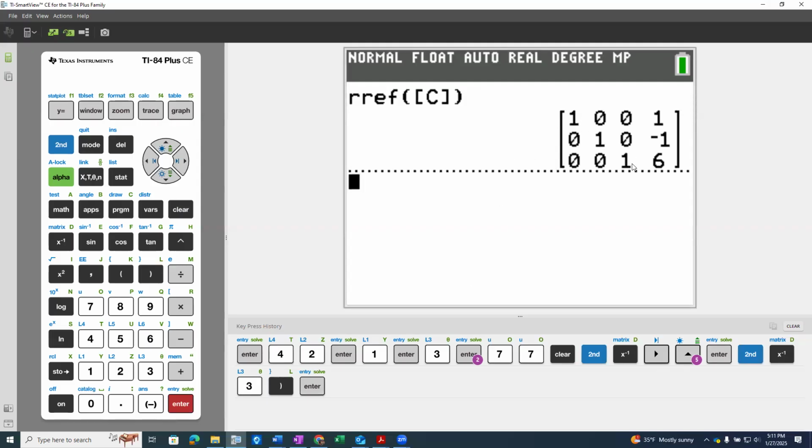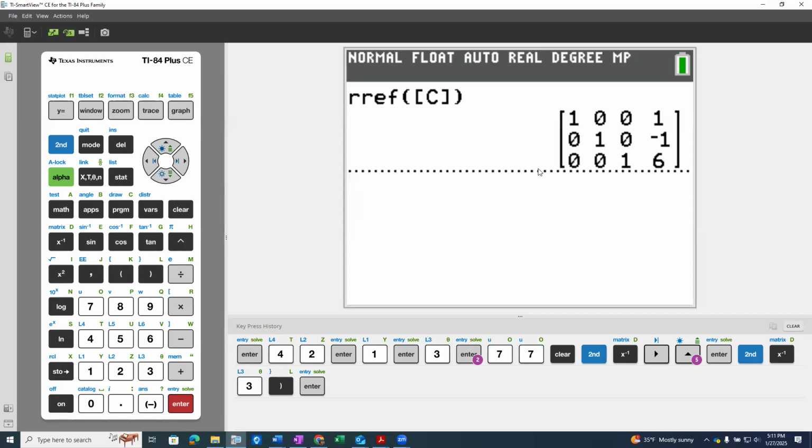So the reduced row echelon form has the zeros above the ones, and row echelon form has the zeros just below. You don't need to go that far if you're solving it by hand, because once you get the zeros below, you can figure out what z is. Then you use that to figure out what y is, and you use them both to figure out what x is. So that's one way to do it.